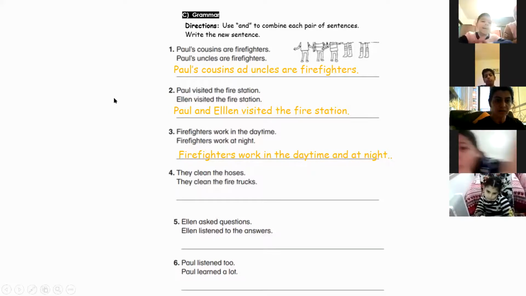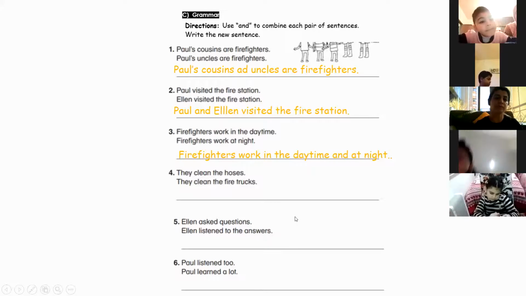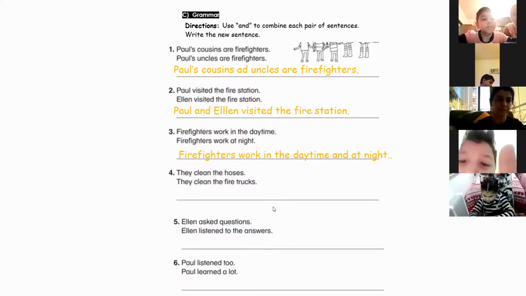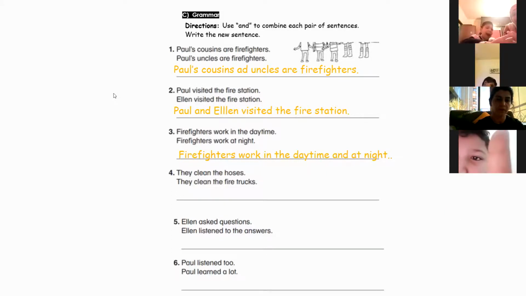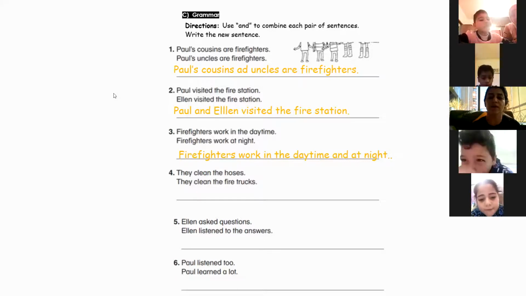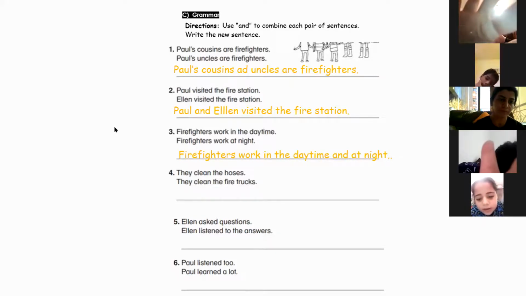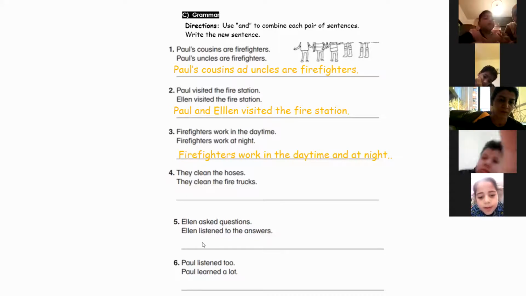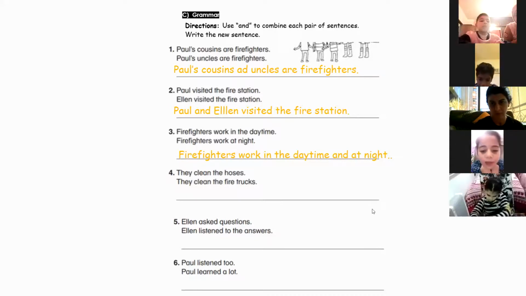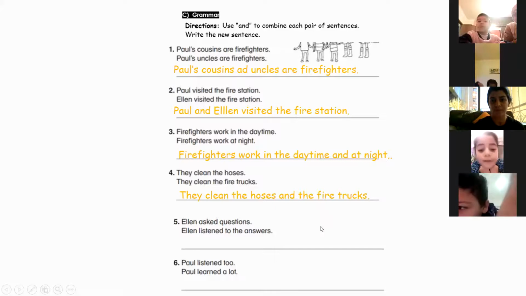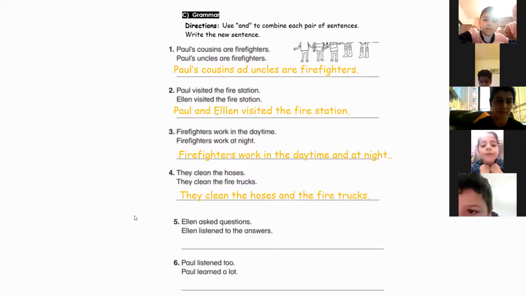Okay. Mariam Musa, number four. They clean the hoses. They clean the fire trucks. Okay, so now you can combine. They clean the hoses and the fire trucks. Bravo. Thank you, Mariam.